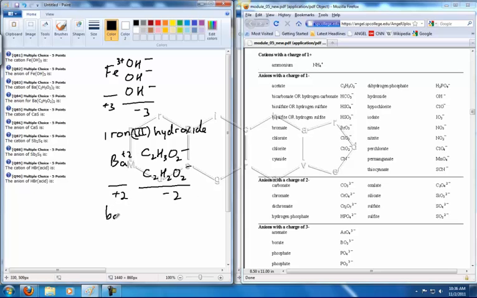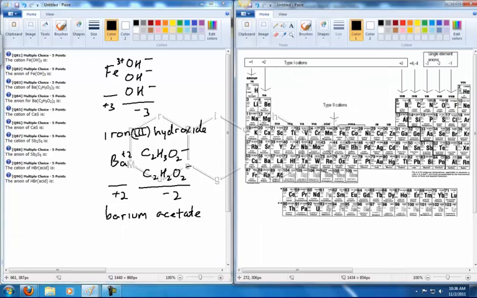So we're looking at barium acetate. Now there's no need to put a number here, because if we look at the periodic chart, you can see barium is in group 2, which means it's always going to have a +2 charge, so there's no need to put a 2 in here.